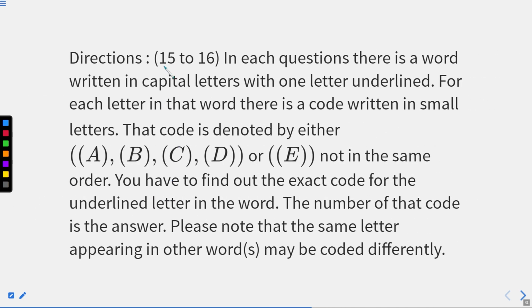Now this direction is for questions 15 and 16. So whenever a direction is given, make sure to read it properly. So I'll read it for you in this session: in each question there is a word written in capital letters with one letter underlined. For each letter in that word, there is a code written in small letters. That code is denoted by capital A in bracket, capital B in bracket, capital C in bracket, capital D in bracket, or capital E in bracket.